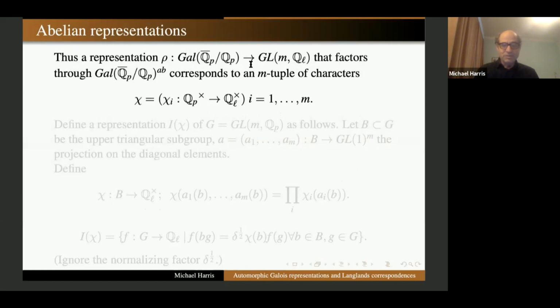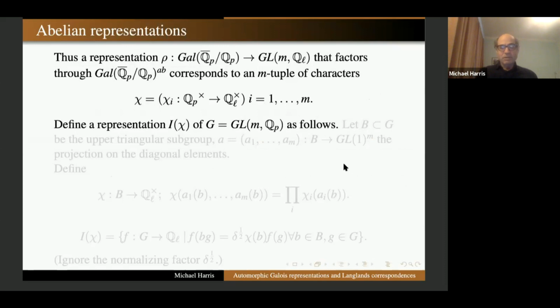It's the sum of m one-dimensional representations. You've seen that each one-dimensional representation corresponds to a homomorphism of QP star. All right, so we have these chi-i's, m representations. And now what we're going to do is define a representation of GLM. We do this mechanically.